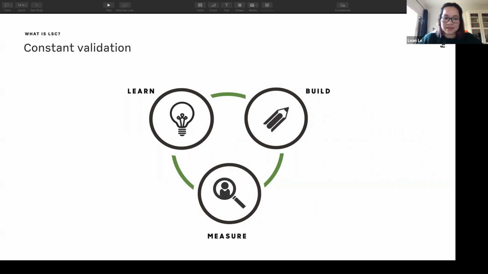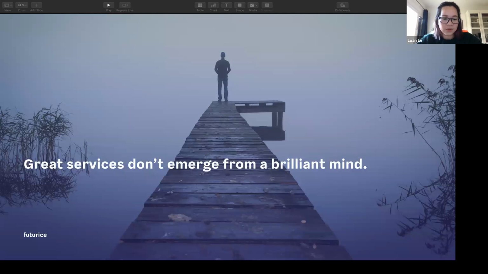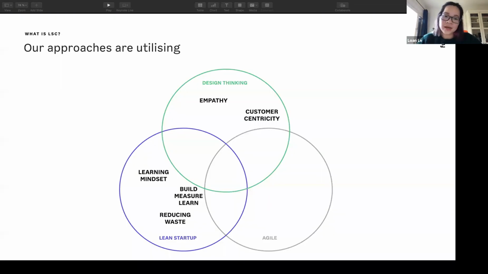Having said all that, the truth is great services don't emerge from a brilliant mind, but rather from a long process of understanding the problem and finding the right solution. And how do we get there? That's where design thinking comes in, to help us get closer to the customer and step into their shoes. The fundamental idea behind design thinking is to change the way of problem solving. A simple way to start solving a problem is to trust that your assumption is right, and then just jump right in working on the solution.